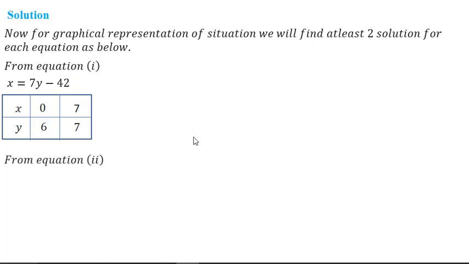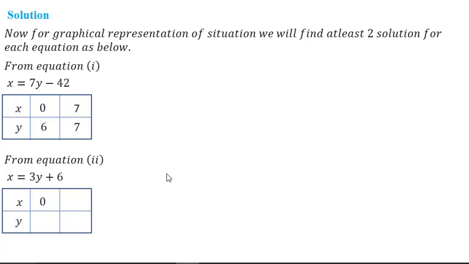Now in the same way, from the second equation I can say x equals 3y plus 6. Here also I will find two solutions. So here we have got two solutions as (0, -2) and (6, 0). I prefer to have the solution in such a way that in one solution I get the value of x as 0, in the second solution I get the value of y as 0.